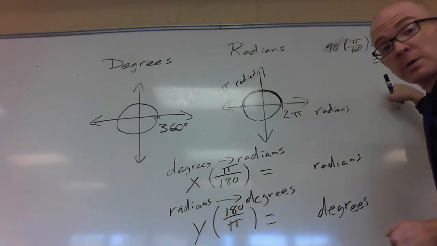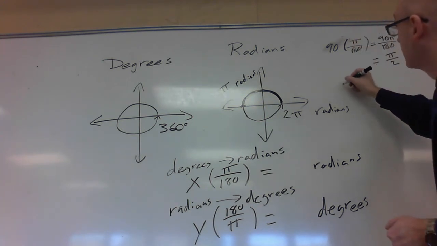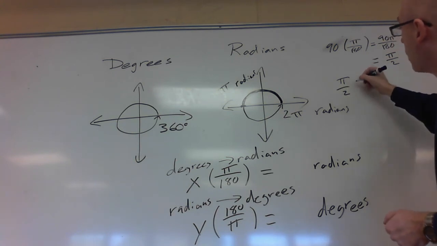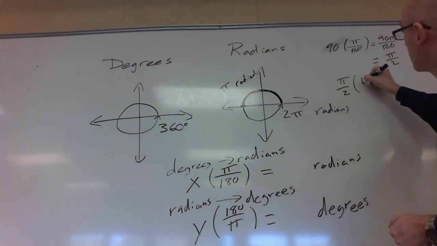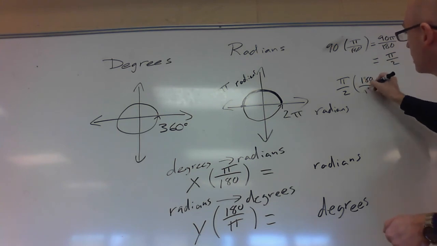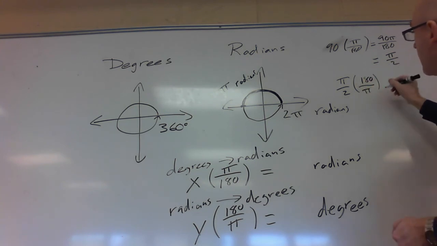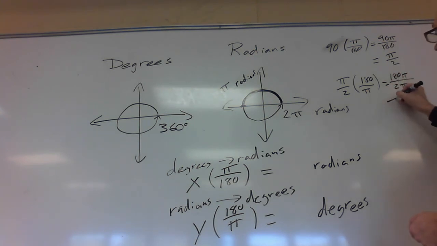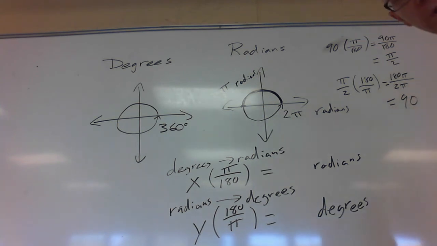Let's do this one backwards and we'll see how this works. So let's say I start with pi over 2 radians and I want to convert that to degrees. Multiply by 180 over pi. I'm left with 180 pi over 2 pi. Simplify. That gives me back my original 90, which I started from.